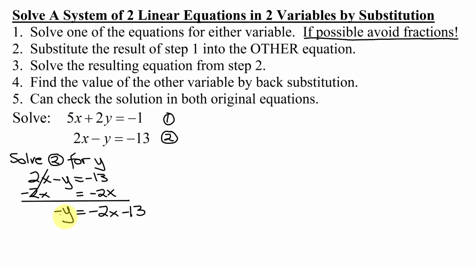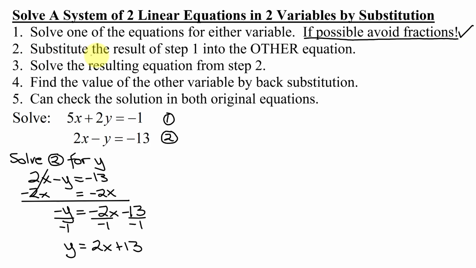Last thing, to solve for y, I'm going to have to divide both sides by -1. And on the right-hand side, you make fewer mistakes if you divide each term by -1. So -y divided by -1 is y, equals -2x divided by -1 is positive 2x. -13 divided by -1 is positive 13. So I have completed step 1.